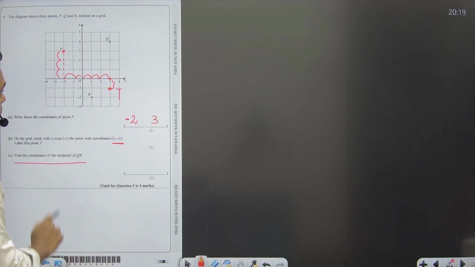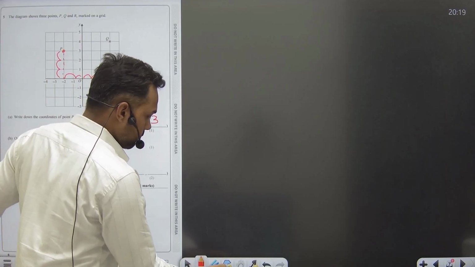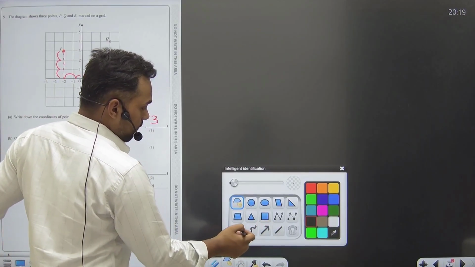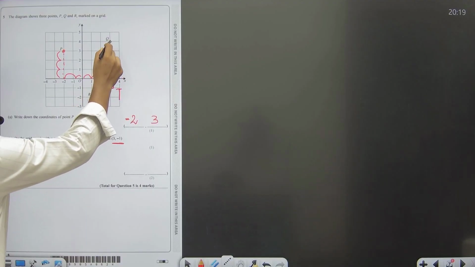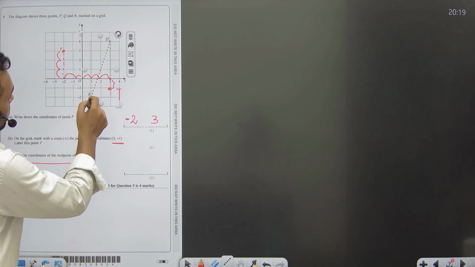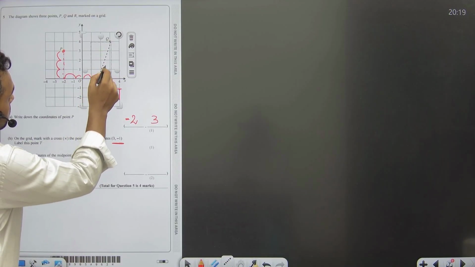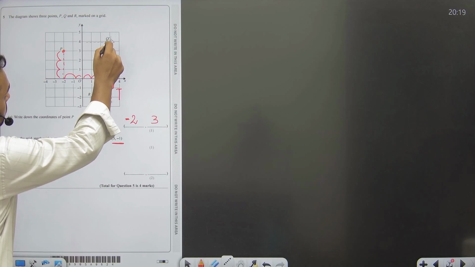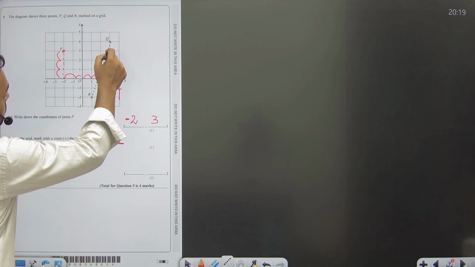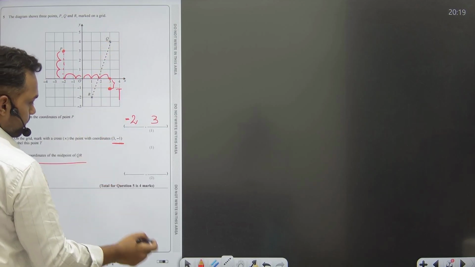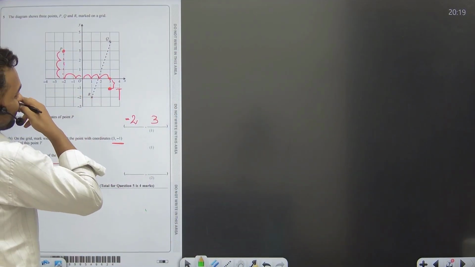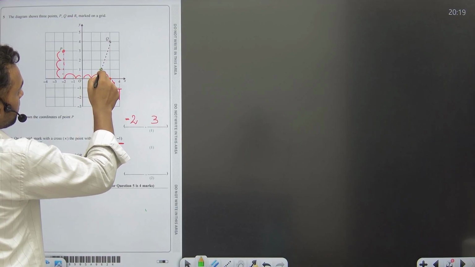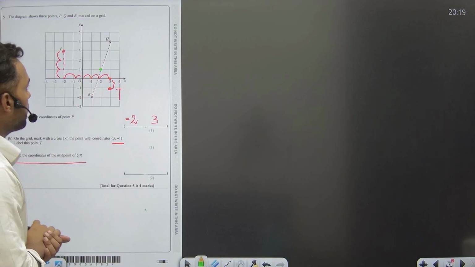Find the coordinates of the midpoint of QR. Now see, the midpoint of Q and R. We'll see what the midpoint is here, student. You will find this part as the midpoint. I'll tell you how I am directly calculating it.